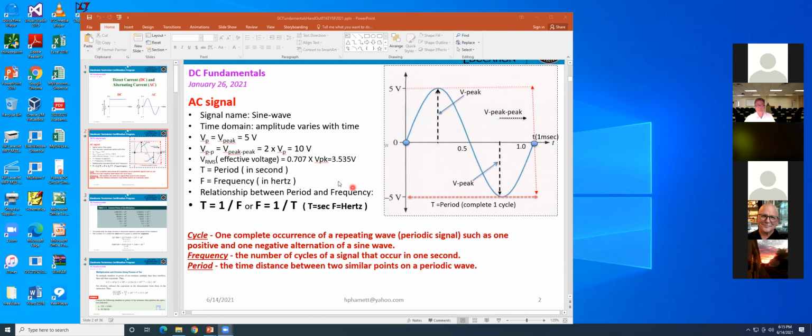Okay, thank you. So basically, just get the formula. If you want VRMS, then you have to use 0.707 times VP. And VP will vary depending on the signal. This is just an example, which will be 5 volts. It can be big or small, it doesn't matter.